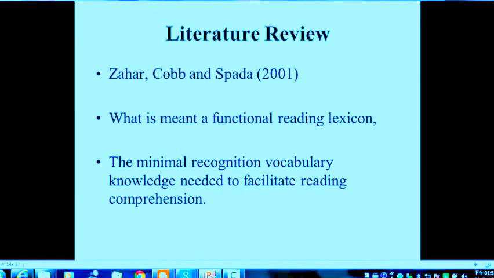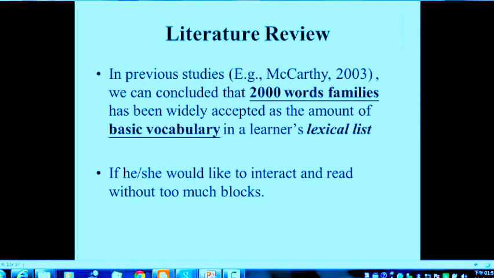According to Zahar, Cobb, and Spada, what is meant by a functional reading lexicon? The minimum recognition vocabulary knowledge needed to facilitate reading comprehension. In previous studies, we can conclude that 2,000 word families have been widely accepted as the amount of basic vocabulary in the learner's lexical list, if she would like to interact and read without too many blocks.